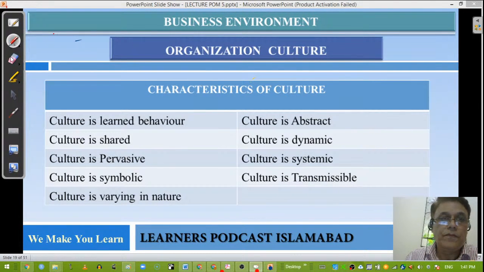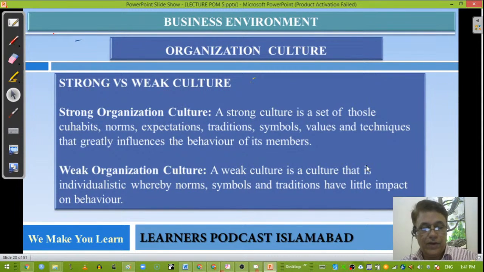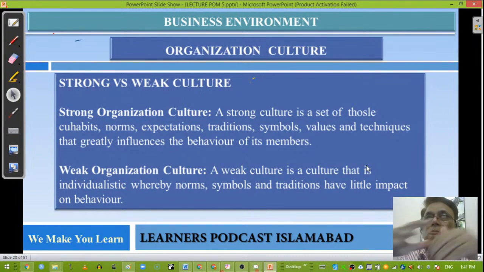Okay, moving on. There is another term that is used in organizational culture, that is strong versus weak culture. If you compare strong versus weak culture, a strong culture is one where the set of habits, the norms, all the elements of the culture are being followed by the majority of the people.